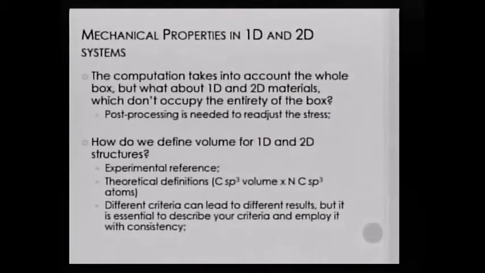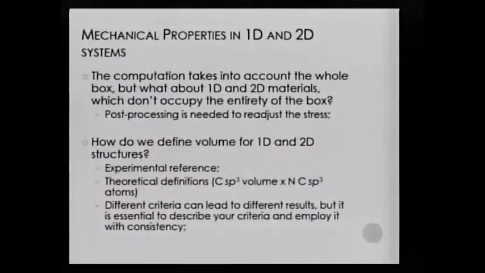This brings another question: we have to know the volume of the structures we are calculating. But how do we define the volume for atom-level structures, such as 1D and 2D structures? There are several answers to this. First, you can use an experimental reference. Take, for example, graphene. When you synthesize graphene, you can have graphene of many layers.